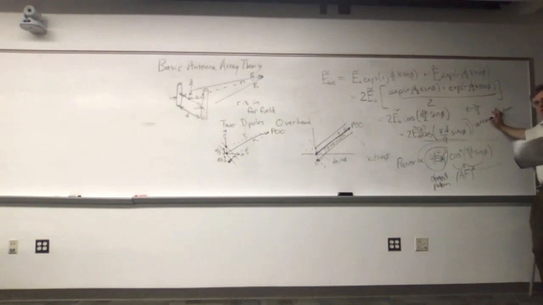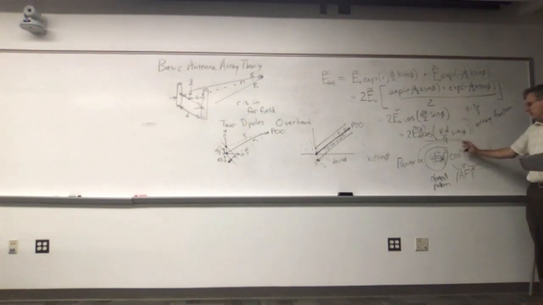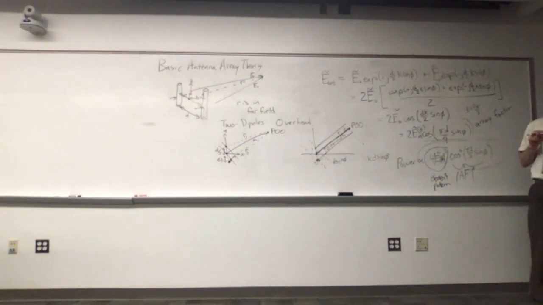Something that is only a function of the geometry. So I can make all sorts of crazy patterns just by taking these omnidirectional elements and changing their geometry. I've only got 2 to work with at the moment, but we'll see this is generalizable in just a few.